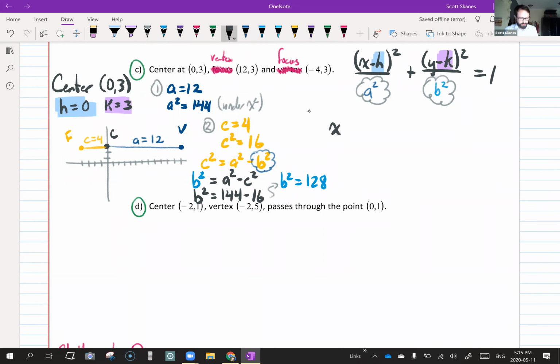X minus H, so minus 0, don't put anything, over A squared. What's A squared? 144. Plus Y minus K, so Y minus 3. K is 3. Square it. Over B squared. B squared is 128. And then that's equal to 1.